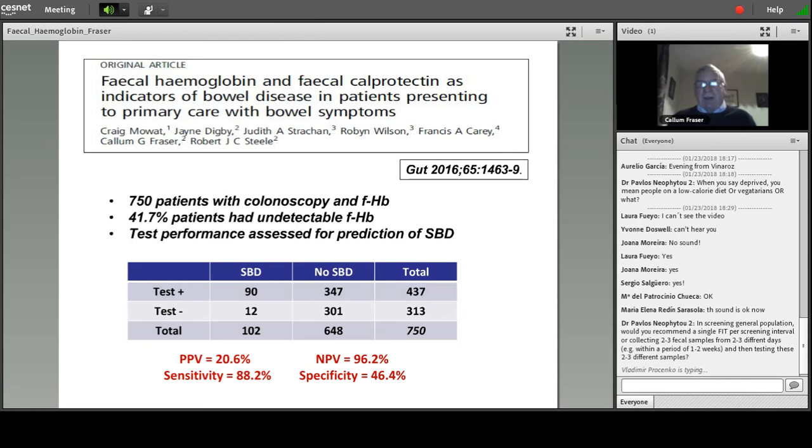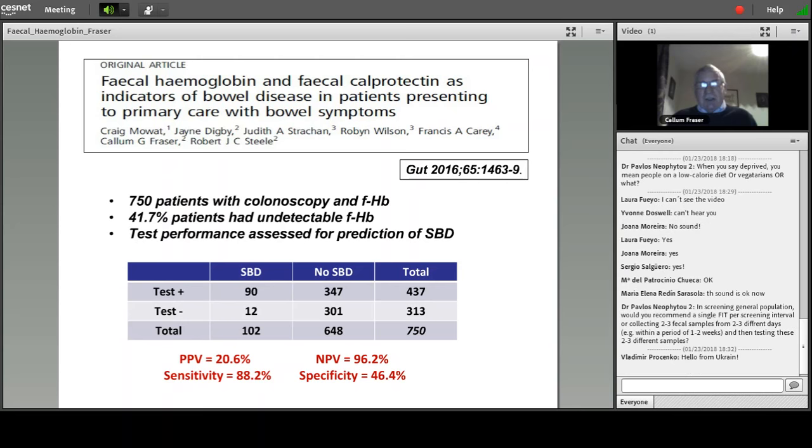We were very heartened by this and by some work done by our very close colleagues in Spain who found the same. And we actually did the first study, I think, that was really done in primary care itself, in that we looked at fecal haemoglobin and fecal calprotectin as indicators in bowel disease in primary care. So again, a bit larger study, not too large, where 750 patients who were recruited in primary care had both colonoscopy and a FIT test result. About 40% had an undetectable fecal haemoglobin concentration.